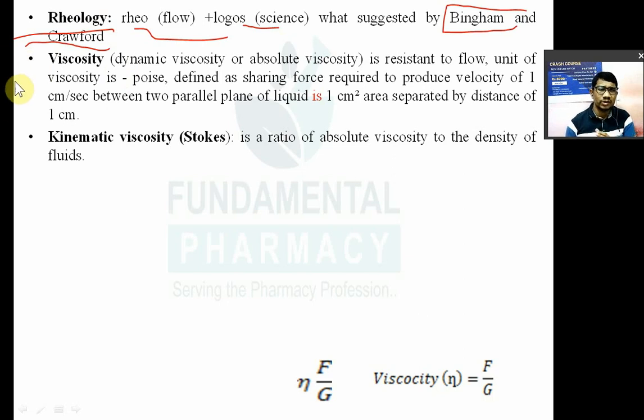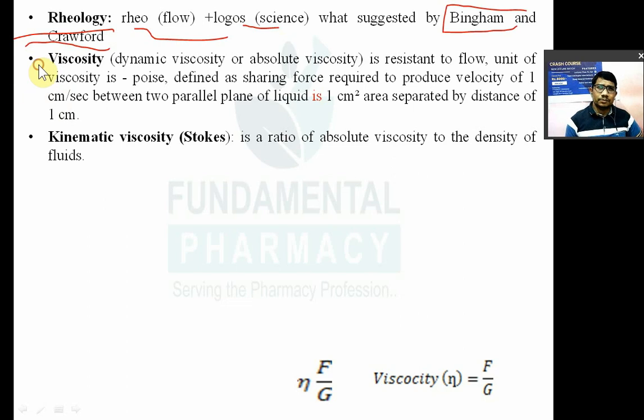Flow of fluid is involved in mixing, in the tableting process, in capsule filling, and in transportation of fluid. It is involved in preparation of solutions, suspensions, emulsions, and spreading of ointments, creams, and pastes on your skin. So that also involves rheology, right?